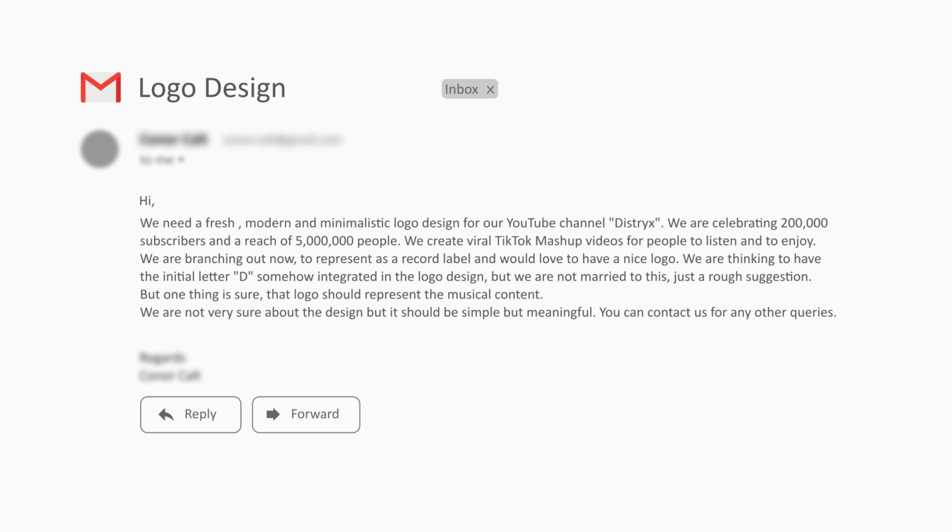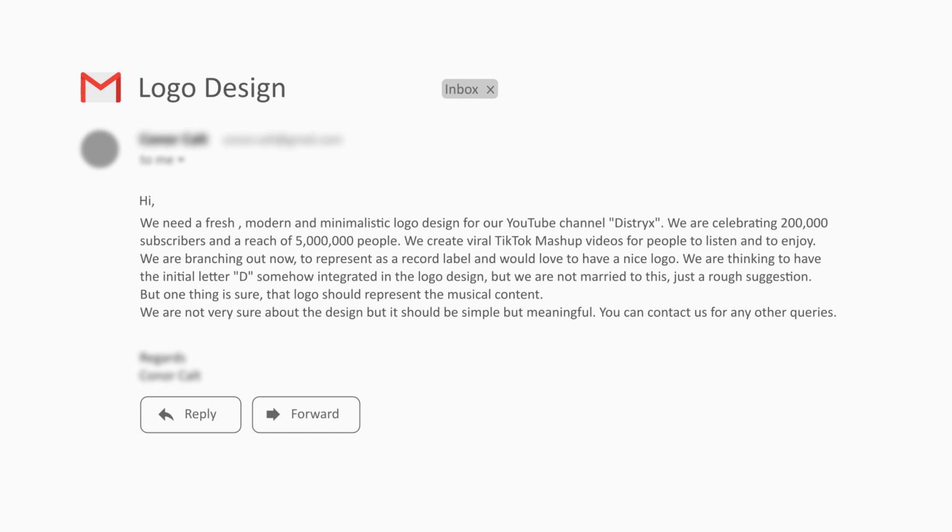We are thinking to have the initial letter D somehow integrated in the logo design, but we are not married to this, just a rough suggestion. But one thing is sure, that the logo should represent the musical content.